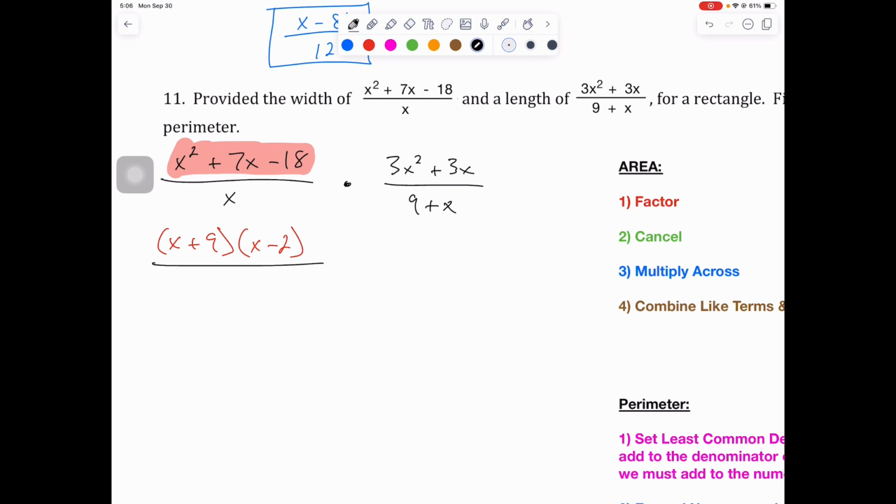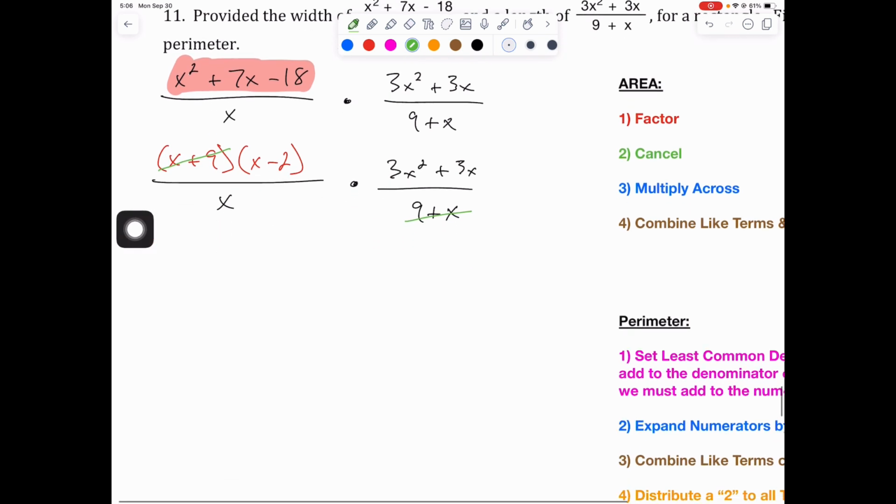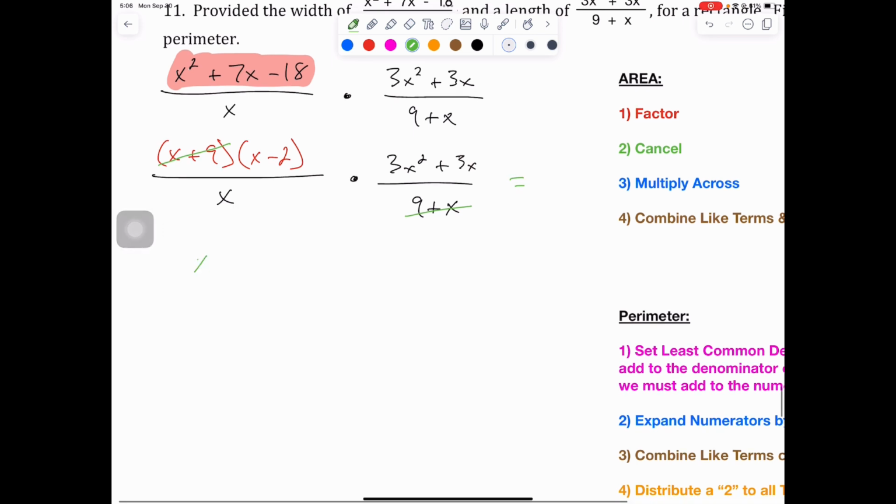We'll set that over x times 3x squared plus 3x over 9 plus x. Wonderful. We need to cancel, and again, we're multiplying, so we can cancel up and down or diagonal. x plus 9, we can cancel with 9 plus x, which is also equal to x plus 9. Mr. Richards, you forgot to rewrite it. I did. I'm terribly sorry about that, but nothing changes because it's positive. So x plus 9 is equal to 9 plus x, and rewritten, we would have just written it as x plus 9.